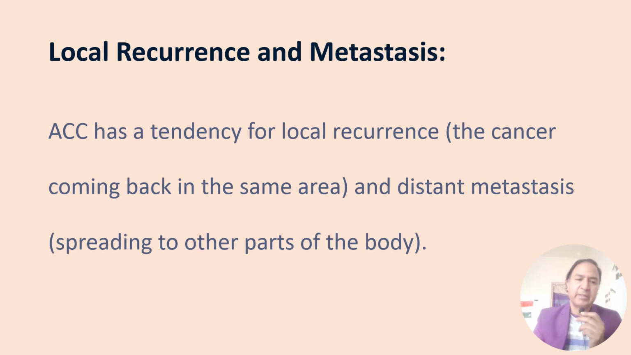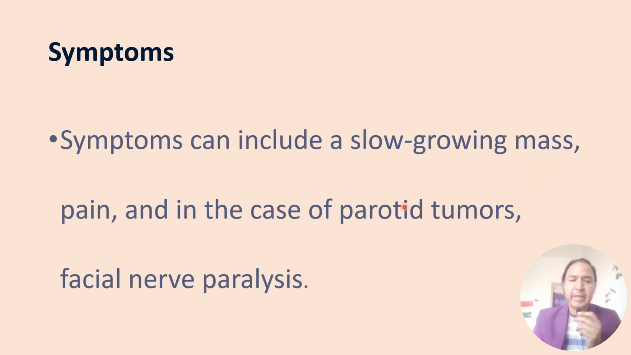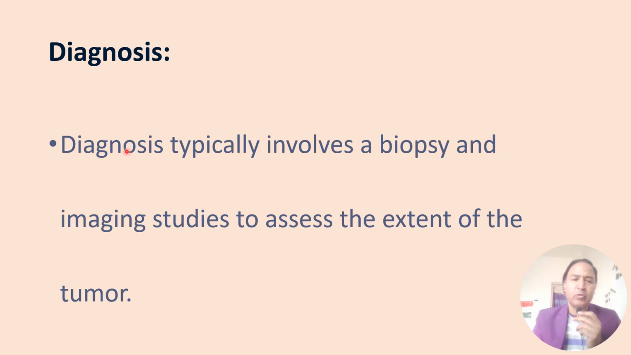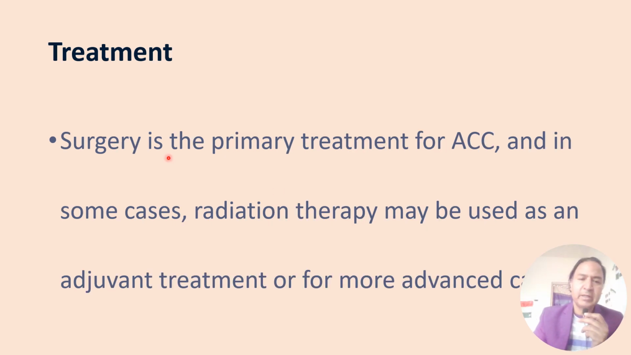Local recurrence and metastasis: ACC has a tendency to local recurrence, the cancer coming back in the same area, and distant metastasis, spreading to other parts of the body like the liver, etc. Symptoms can include a slow growing mass, pain in the parotid tumor, and facial nerve paralysis. Diagnosis typically involves a biopsy and imaging studies to assess the extent of the tumor. Surgery is the primary treatment for ACC, and in some cases radiation therapy may be used as an adjuvant treatment for more advanced cases.